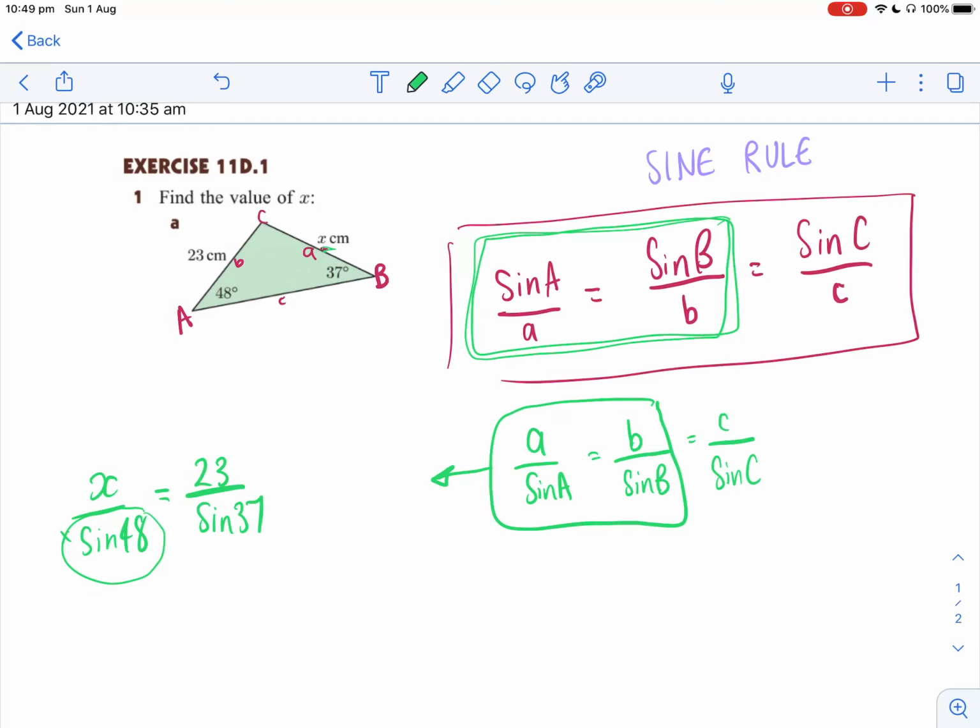Now I'm going to move the sine 48 to solve for x. So I've got a times by sine 48 on this side, which cancels out, which means I times by sine 48 on this side. So x is going to be equal to 28.4.